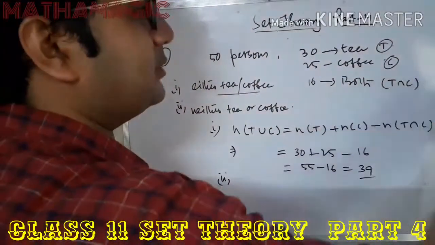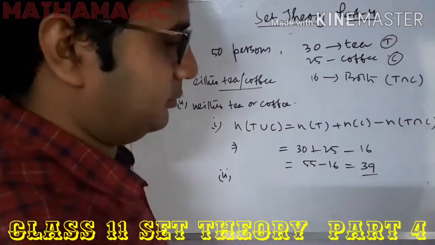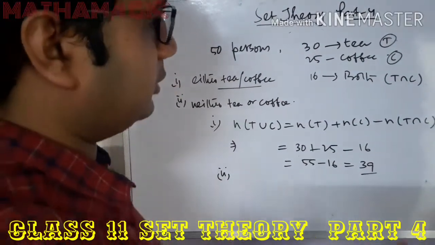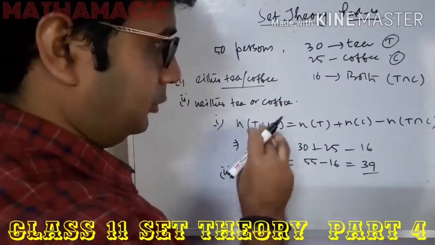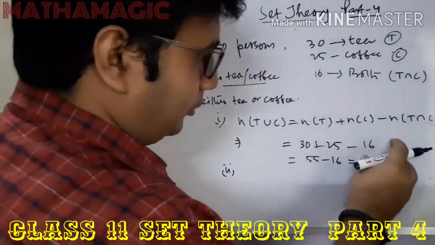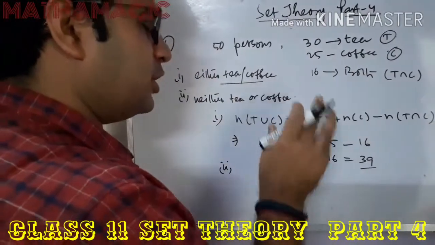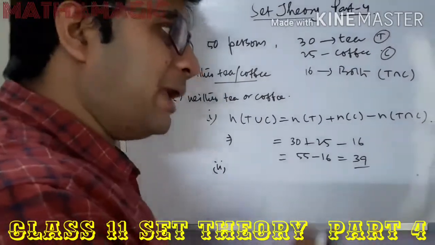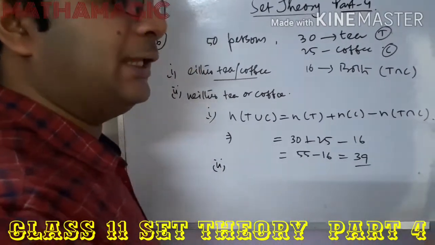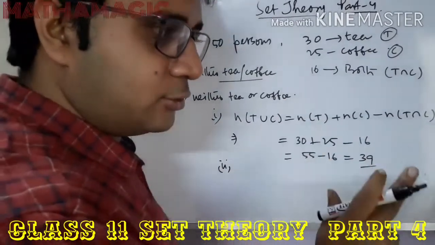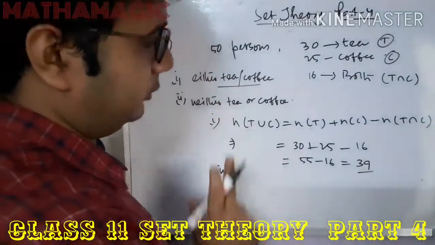Neither tea nor coffee means they will go for the intersection part. No, it is not the intersection, because we have already found that 39 people out of 50 drink tea or coffee. So the remaining people do not like any of the products. We need to be very careful about this.